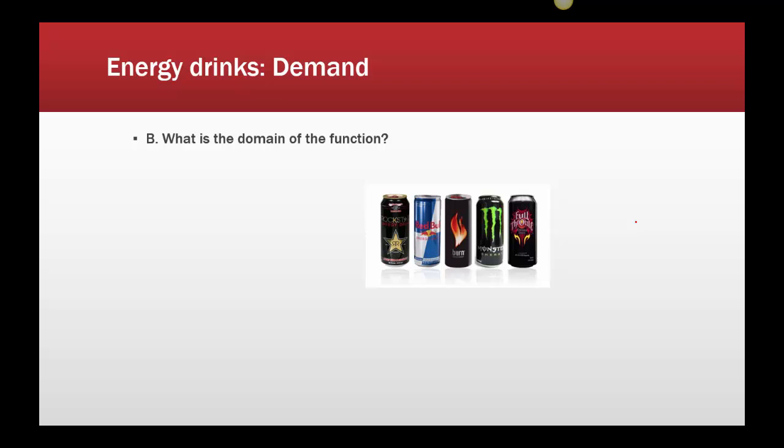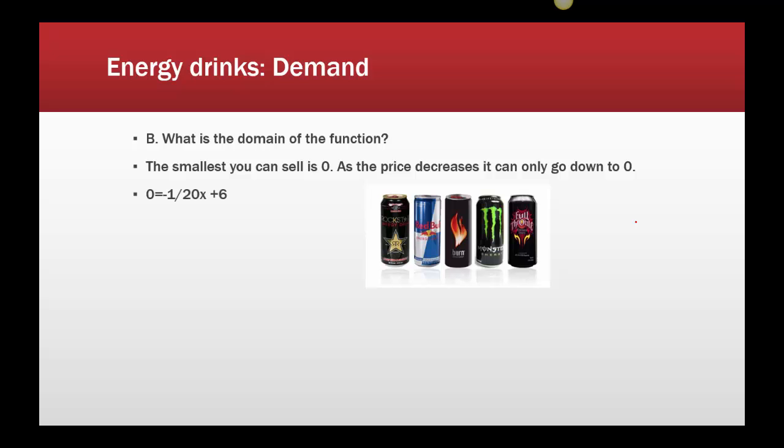All right, part B, what's the domain of the function? Well, I kind of gave you a hint already by drawing you that little graph to say the smallest we can sell is 0, right? We can't sell negative. So you do want to think a lot of times in this class, domains will start a lot of times at 0. I don't have negative. There is no negative infinity in business calculus. As the price decreases, so it started at 6 and nobody was buying it, but as it decreased, it will continue to decrease, but it can't go past 0. So at 0, they're free. We're giving them away after that.